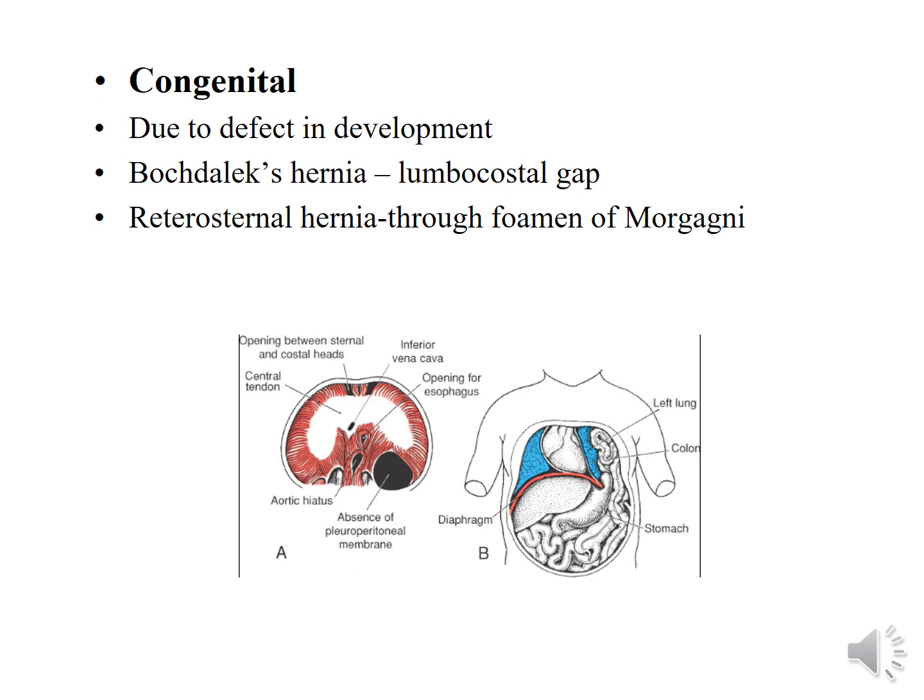The second type of congenital hernia is the retrosternal. In this, what is there? The foramen of Morgagni is present behind the sternum, at the sternal origin of the diaphragm. Whenever the muscle fibers are not originating from the sternum, there is a substantial gap, and through this gap the abdominal viscera can herniate into the thorax. This condition is known as retrosternal hernia. So this is another type of congenital hernia.